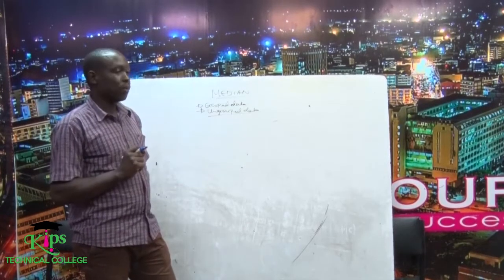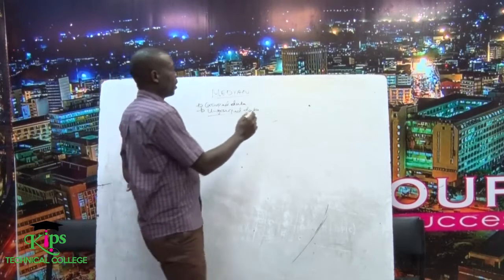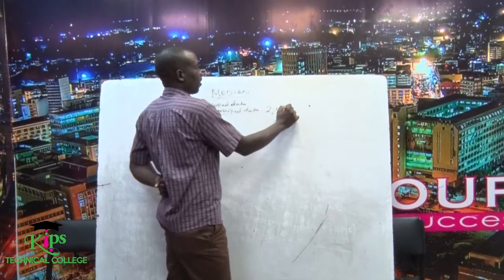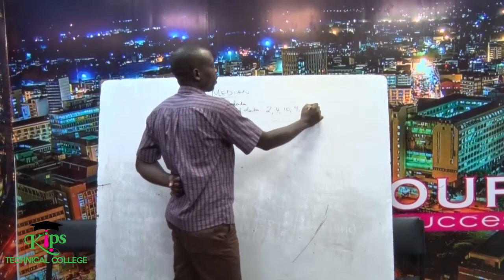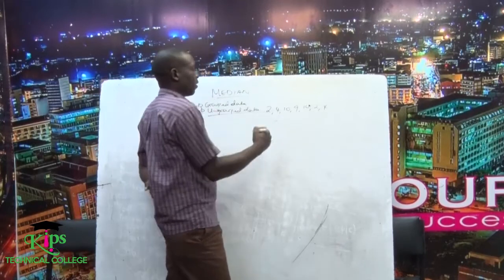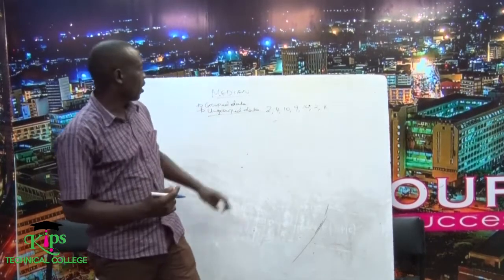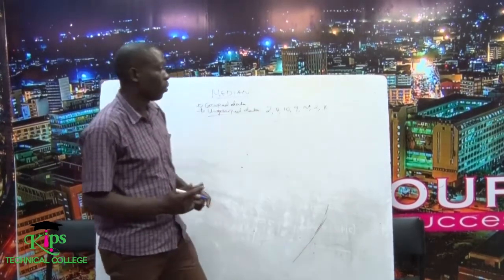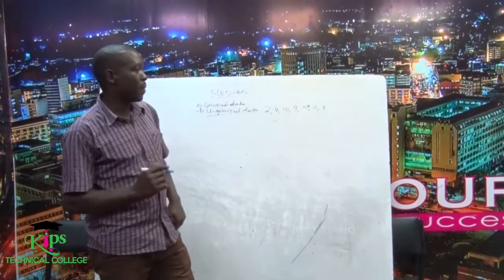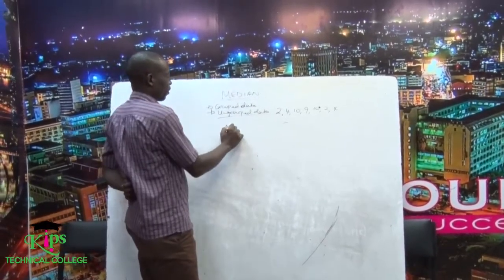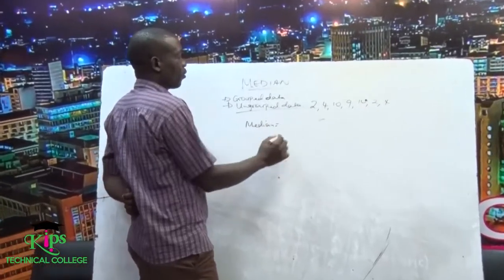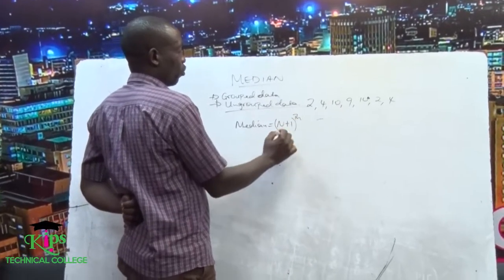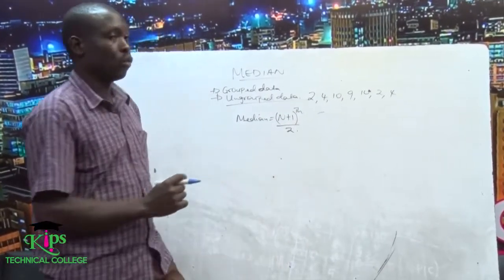I hope you understand that ungrouped data is the kind of data that is just listed. If you have data like this, whereby we just list and separate these figures by commas, such data is known as ungrouped data. If you are told to locate the median, the median is the value that occupies the n plus 1 over 2 position.